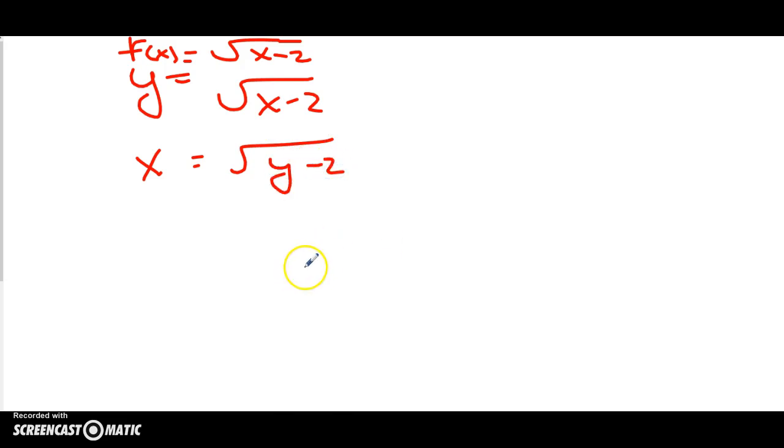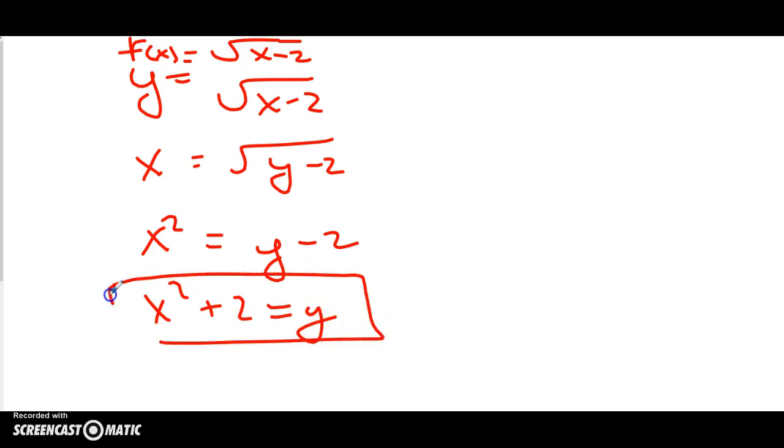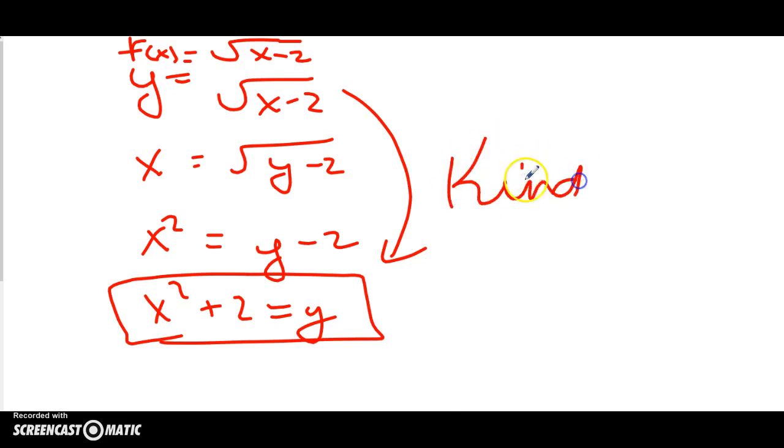And now I want to get rid of this root, and to solve for y, what I have to do is square each side, so I get x squared is equal to, this square just removes the root sign, and I get x squared is equal to y minus 2, x squared plus 2 is equal to y. And that is the answer to this inverse, but that's not entirely true.